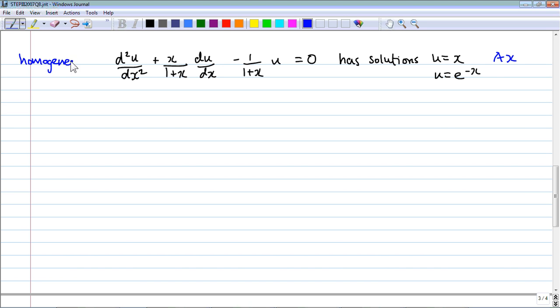Because it's homogeneous, that means that if I put ax in place of x here, here, and here, then the a will appear in each term. So because this plus this plus this is 0 if u is x, then this plus this plus this if u is ax becomes a times 0, which becomes 0. So ax is also a solution where a is any real number. And by the same logic, b e to the minus x is also a solution.